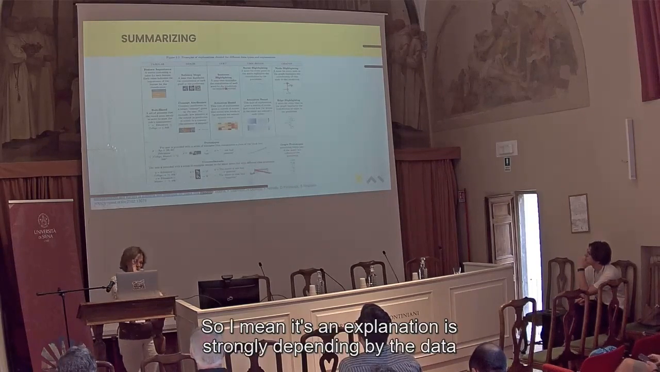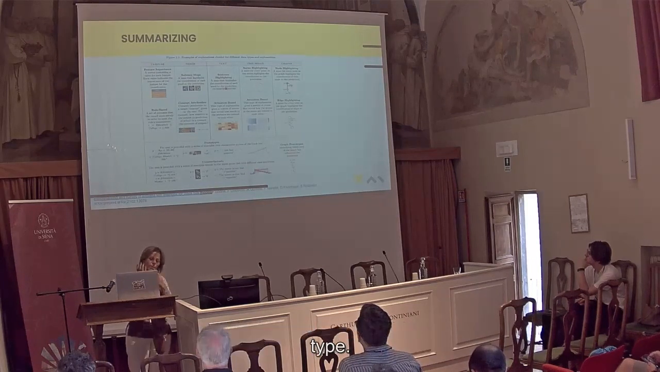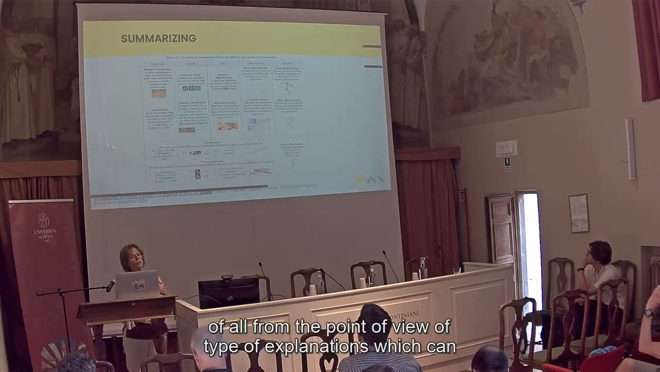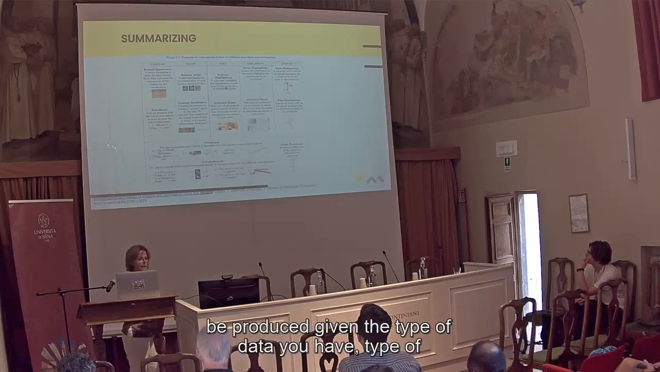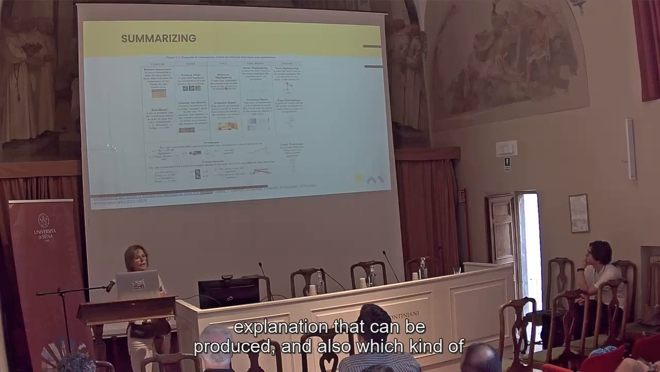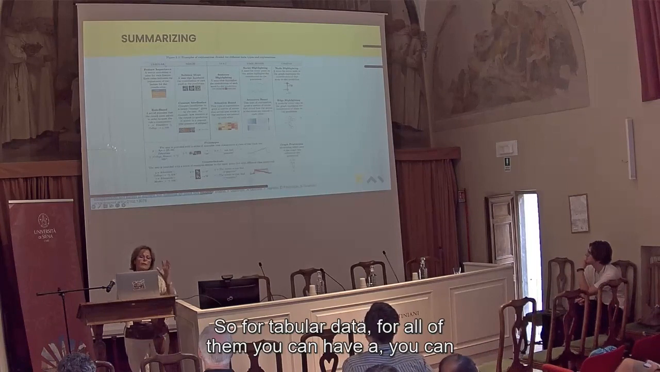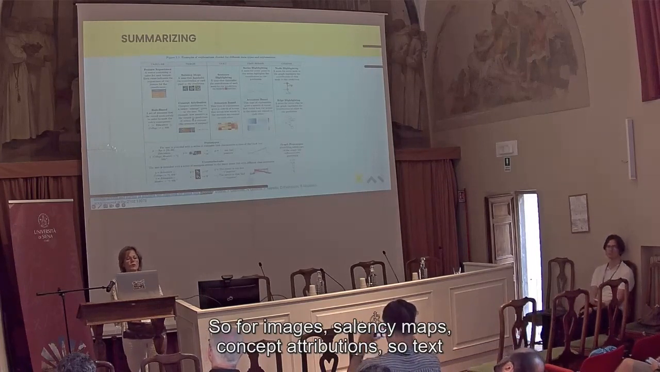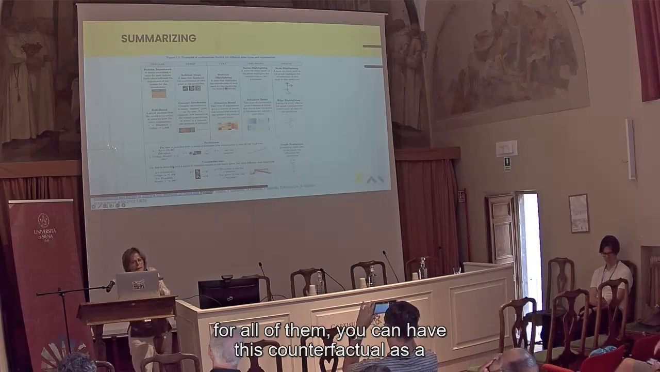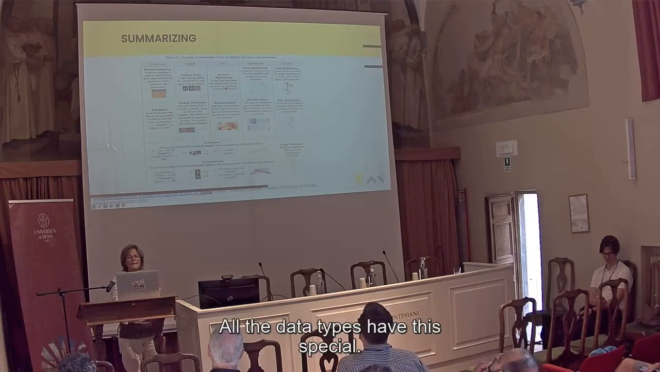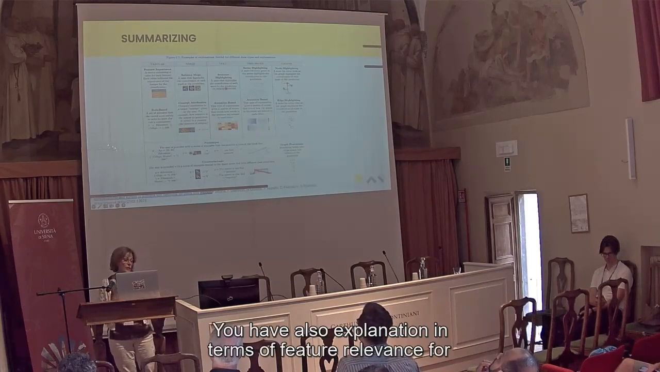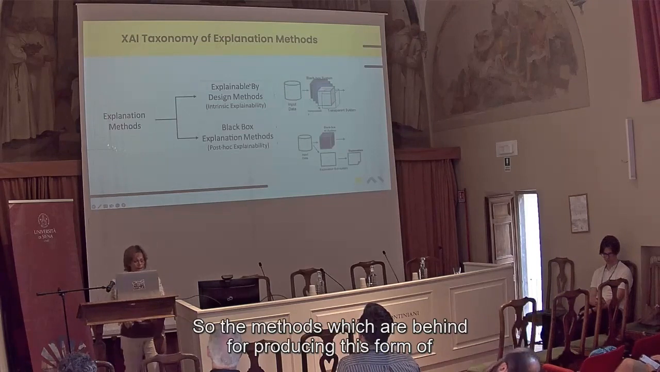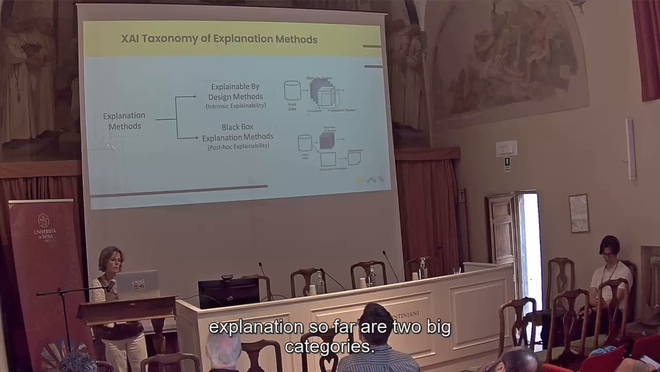So explanation is strongly dependent on the data type, and in this paper we have done a sort of survey, from the point of view of the types of explanations which can be produced given the type of data you have, and also which kind of algorithm. So for images, saliency maps, concept attributions; for text as well. For all of them you can have counterfactuals as counterexemplars. All the data types have this special. You also have explanation in terms of feature relevance for graphs, time series and all those things. The methods behind producing these forms of explanation so far fall into two big categories.